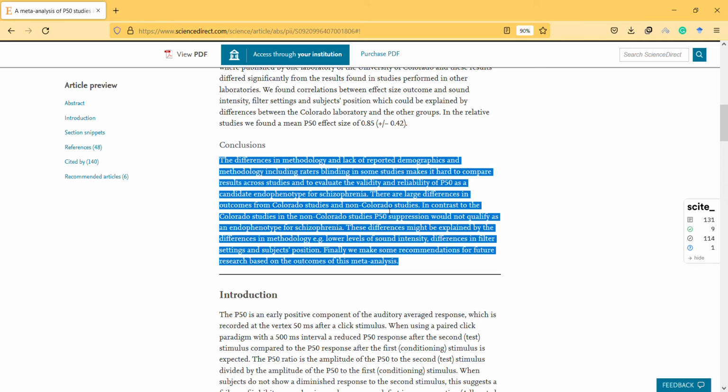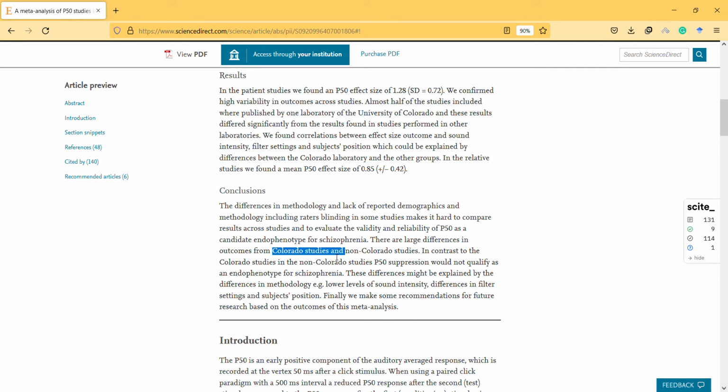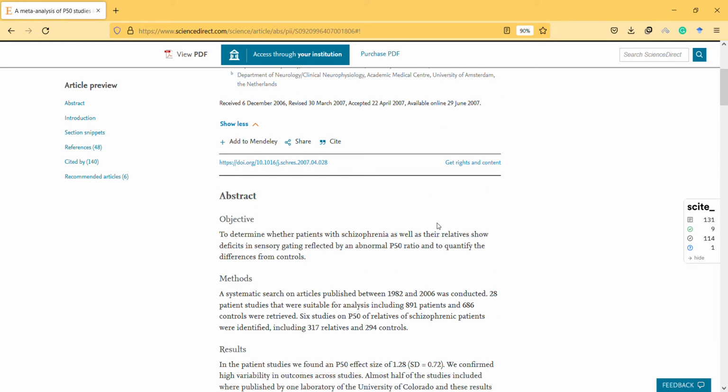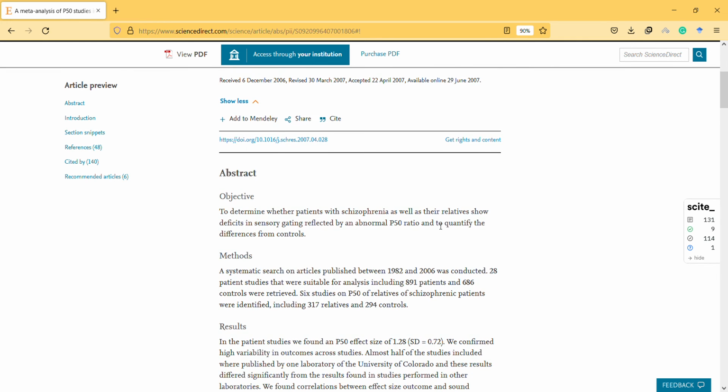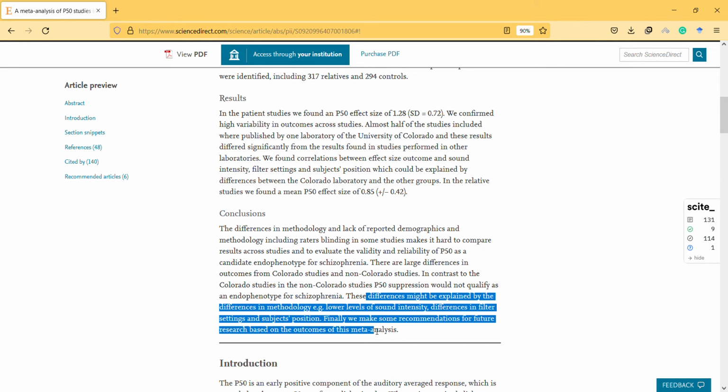In contrast to the Colorado studies, in the non-Colorado studies, oh god, it's so funny. But I like their honesty and objective approach, because normally I didn't see a single study saying Colorado studies or non-Colorado studies. In contrast to the Colorado studies, P50 suppression wouldn't qualify as an endophenotype for schizophrenia. These differences might be explained by differences in methodology. Finally, we make some recommendations for future research based on the outcomes of this meta-analysis.